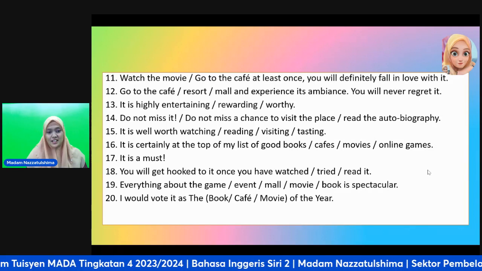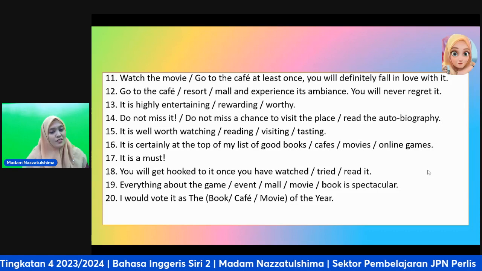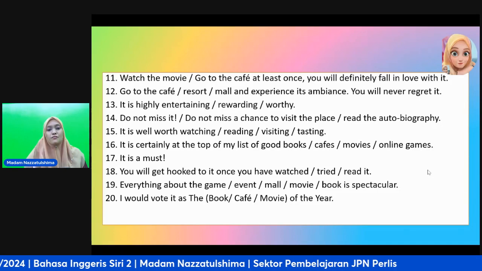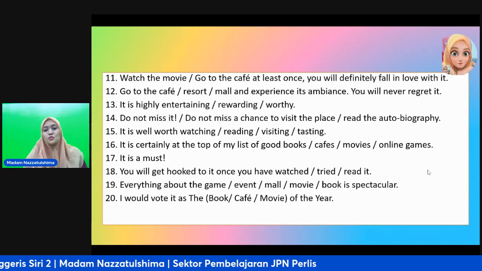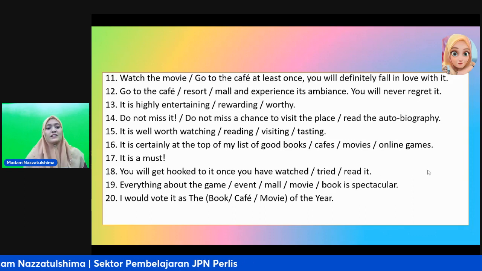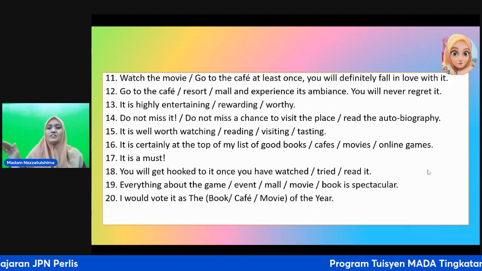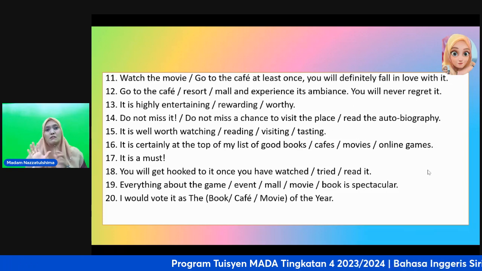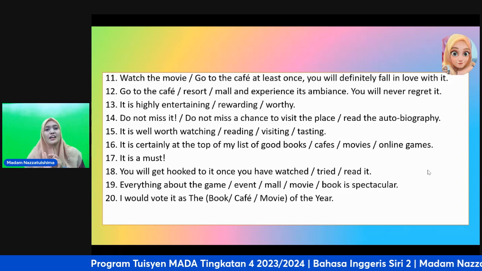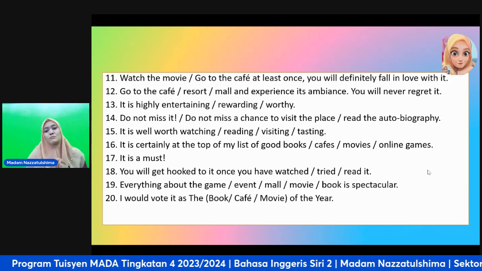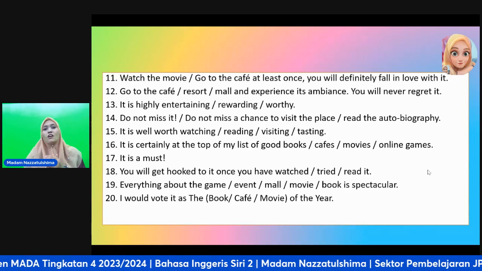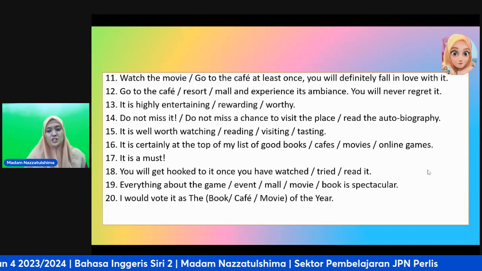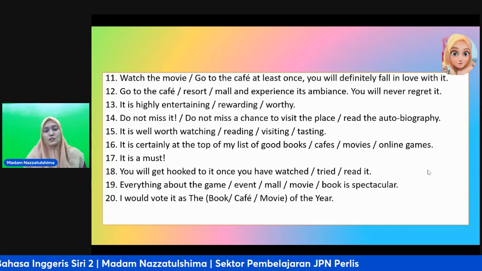Or try or read it. Okay, next one. Everything about the game, event, mall, movie, or book is spectacular. So number 19, you can apply to all type of review. Okay, is it about the game? Okay, is it about an activity or event? Is it about a mall or movie or book? Okay, so you are mentioning it is spectacular.